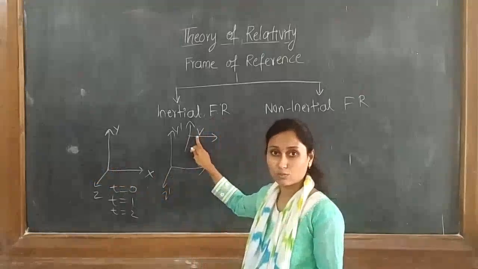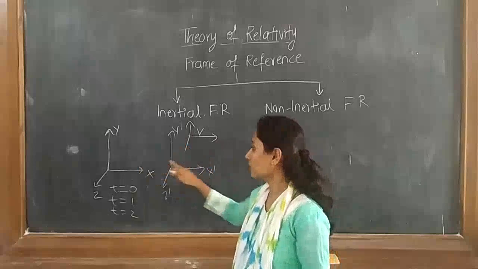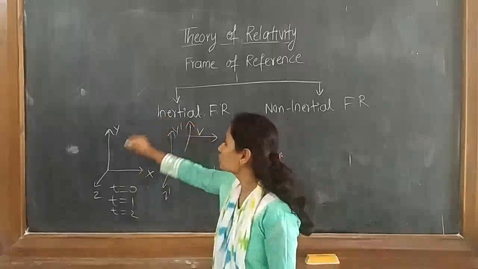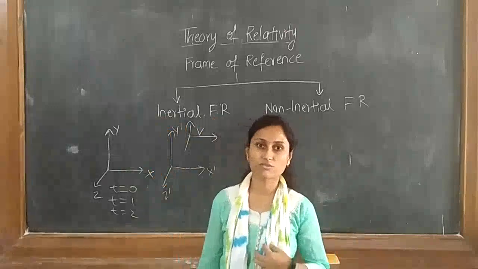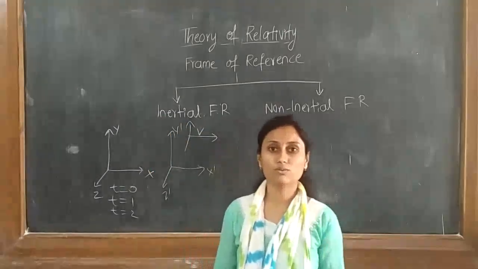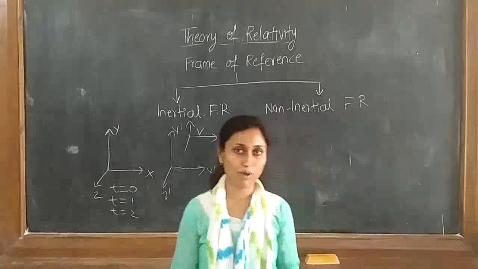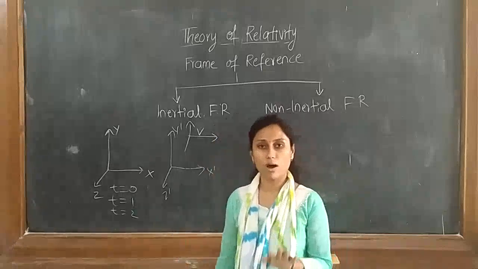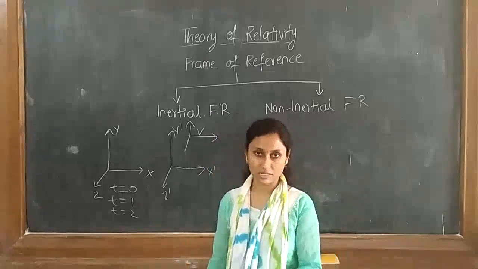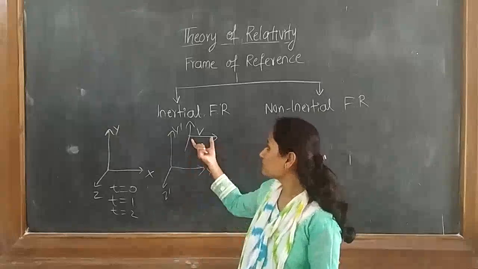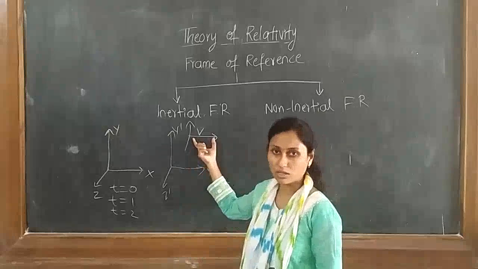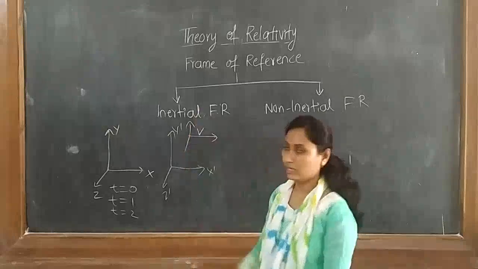Its velocity will not change unless an external force acts on it. So these two come under the term inertial frame of reference. An inertial frame of reference is one in which Newton's first law of motion is valid. The example is whenever the frame of reference is at rest, a rest frame of reference, or a frame of reference which is moving with a velocity v. So both come under the inertial frame.